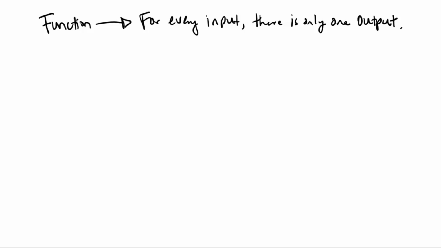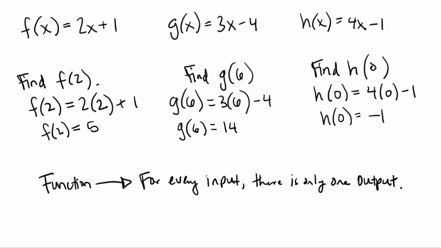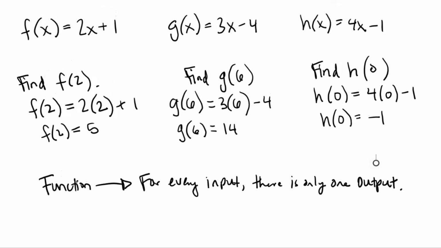Meaning, if we go back to our examples up here, the inputs are the x's. So that's the number that you put into the equation. The output would be the number that you get out, which would be the y value on the graph. So if it's a function, when you put in a number for x, then you should only get one number out for y.